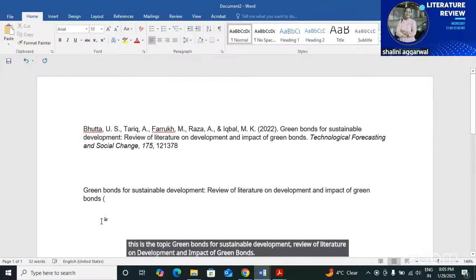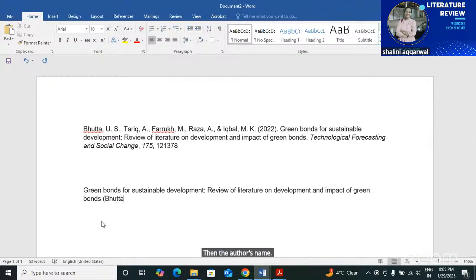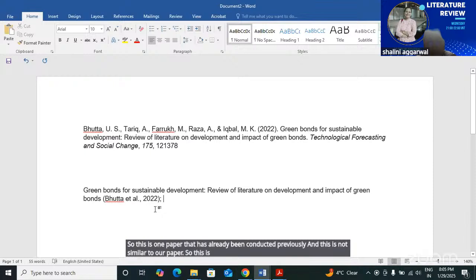Then the author's name. So Bhutta et al., 2022, close the bracket, semicolon. So this is one paper that has already been conducted previously, and this is not similar to our paper. So this is the research gap.